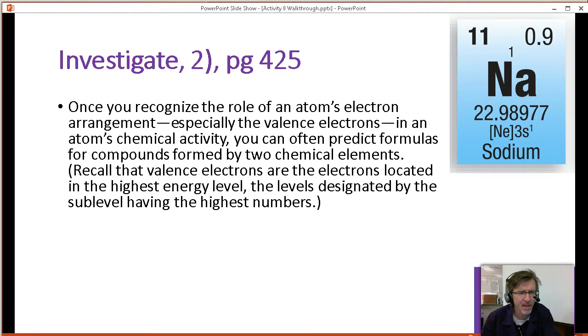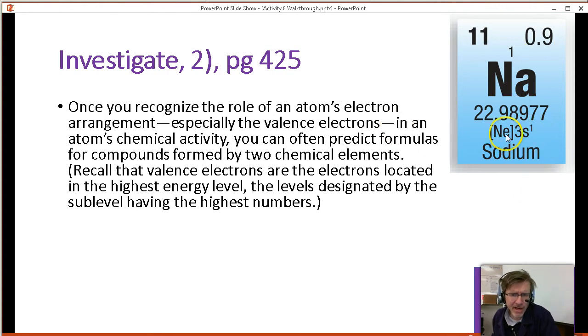You can predict formulas for compounds which are formed by the chemical elements. Recall that the valence electrons are the electrons located in the highest energy level, and these levels are designated by the sublevel that has the highest numbers. So those first numbers, take a look at this. These are the valence electrons, 3s1. There's only one. 3, that's the highest energy level too.